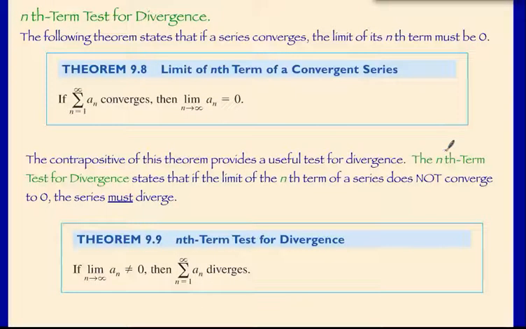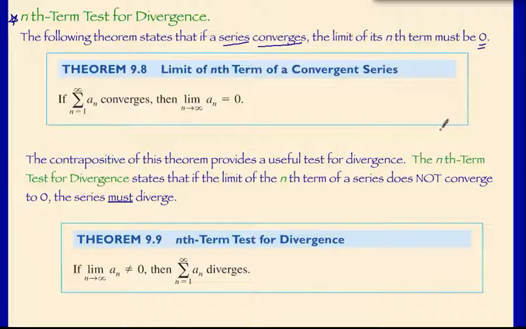Now, notice that we are going to introduce, after we have determined two types of series, the telescoping series and the geometric series, and we learned some rules for determining whether or not those series converge or diverge. Now let's learn our first test for divergence, the nth term test for divergence. The following theorem states that if a series converges, the limit of its nth term must be 0.